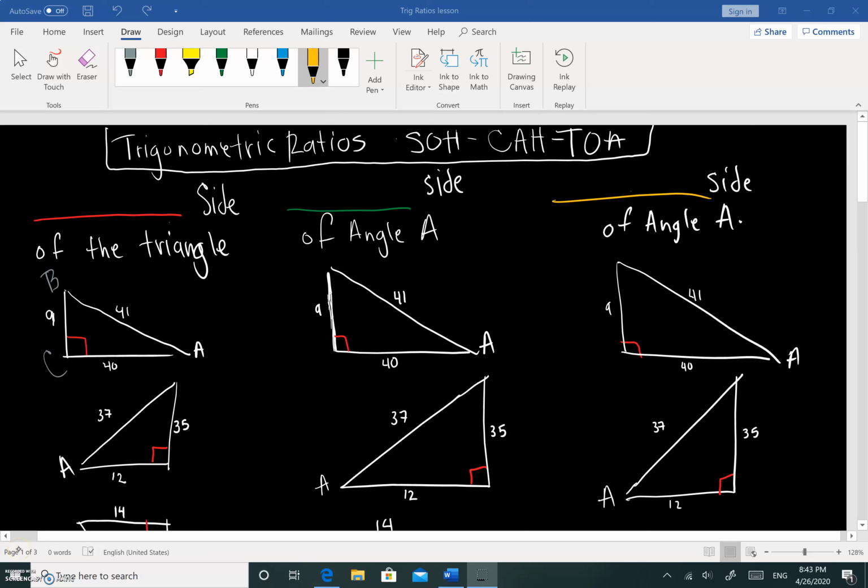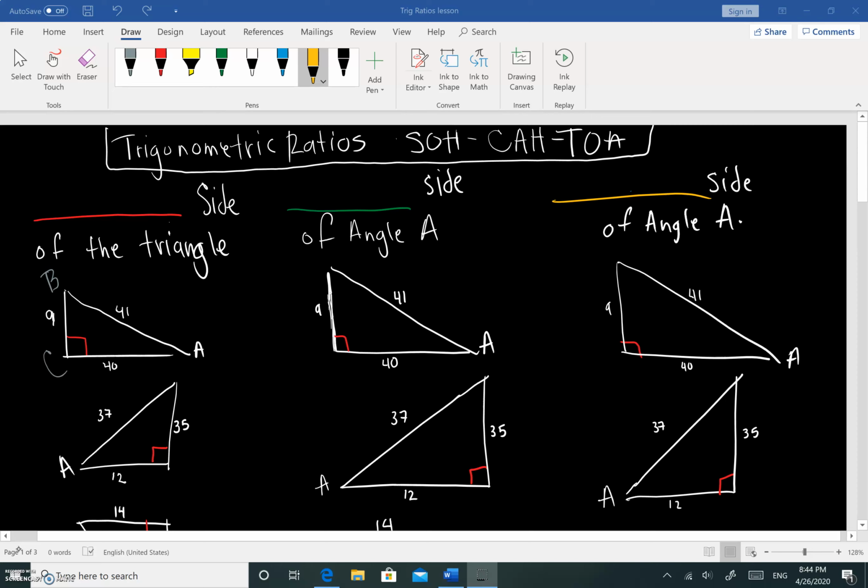Hello guys, so today we're going to be going over trigonometric ratios. Now this is usually known as SOHCAHTOA, and that's actually three different acronyms. Before we go ahead and go over what SOHCAHTOA is, we have to first learn about three different types of sides. So let's go over the first one.